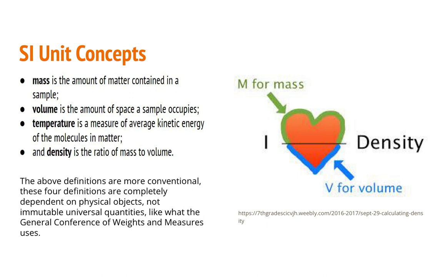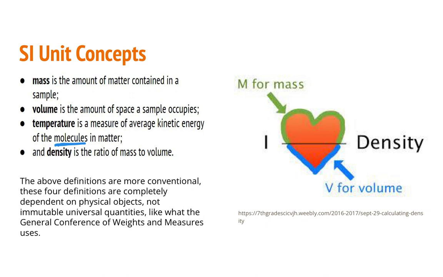Now let's talk about a more conventional way to think about these instead of using universal constants. For our class and for our purposes, mass is the amount of matter contained in the sample. Volume is the amount of space that sample occupies. Temperature is a measure of the average kinetic energy of the molecules in the matter. It doesn't necessarily have to be molecules. This could be formula units, ions, or atoms.